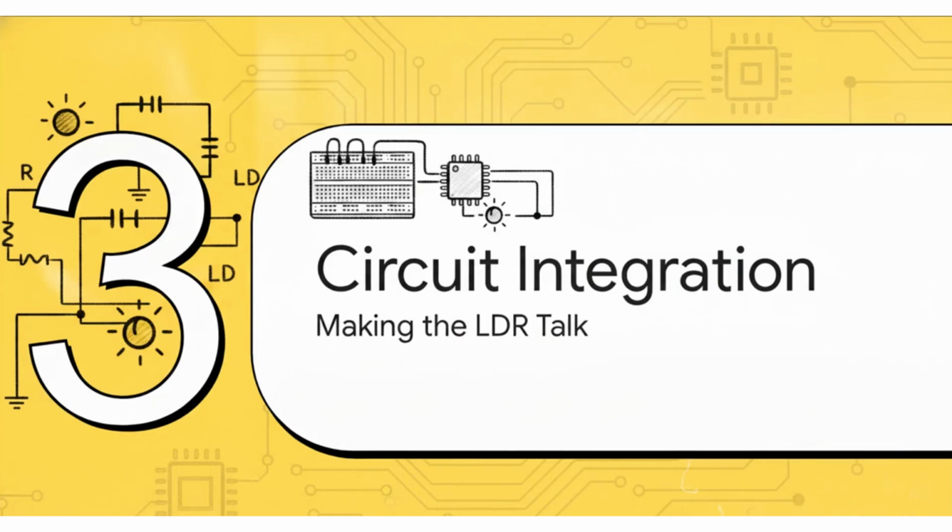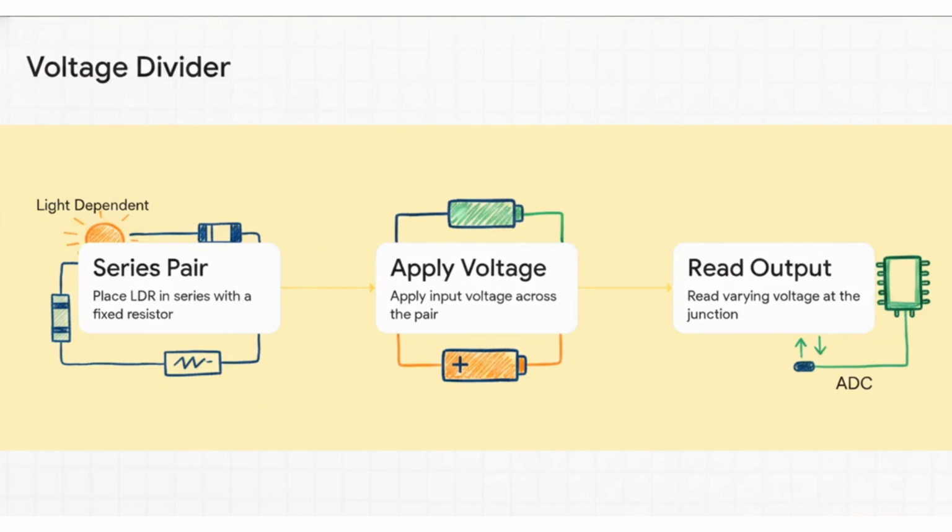Part 3, Circuit Design and Integration, Making the LDR Talk. So microcontrollers don't care about resistance. They want voltage. How do we get there? The trusty voltage divider. By putting the LDR in series with a fixed resistor, you convert that crazy, wildly changing resistance into a nice, smoothly varying analog voltage. You just grab the signal right from the junction between the two components and feed it directly into your analog to digital converter. It's totally foolproof, needs zero active amplification, and literally costs pennies to throw on a PCB.